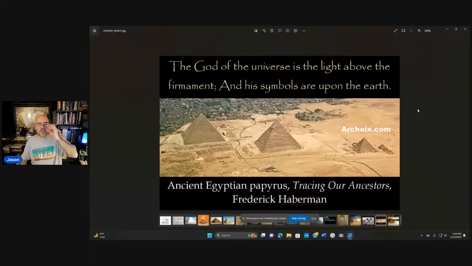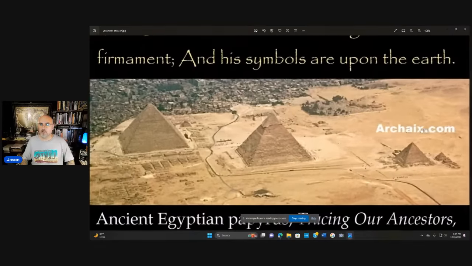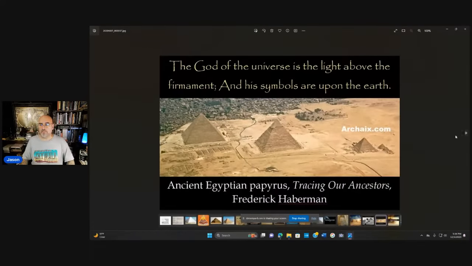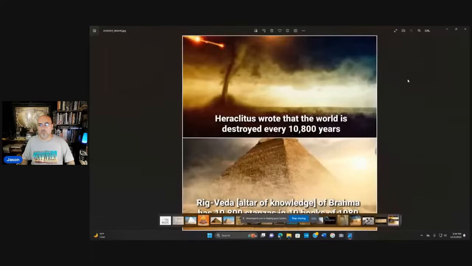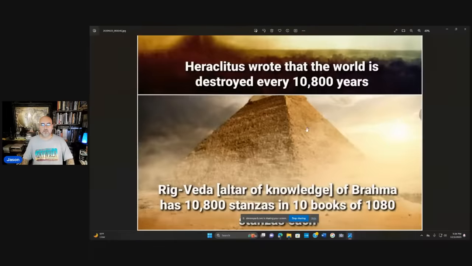This is an ancient Egyptian papyrus cited by Frederick Habermann. The God of the universe is the light above the firmament and his symbols are upon the earth. Yeah, man. A lot of Hermetic texts also say the same thing, that the ancients built symbols of God and they're still standing today. They're talking about the Great Pyramid. Yeah, and we've already seen this.